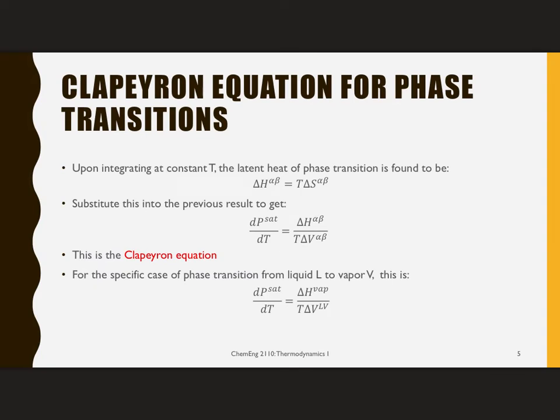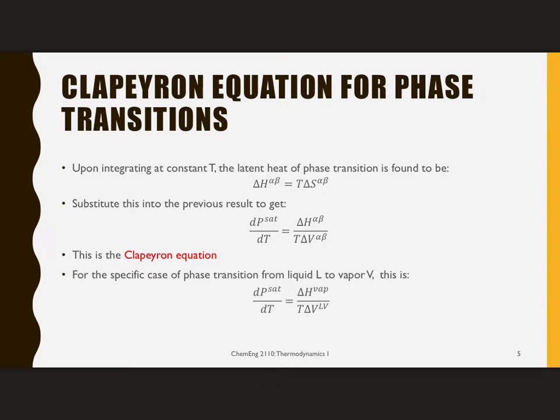Now, entropy is always a little distressing when I see that show up in an equation, right? But if we integrate this at constant temperature, the latent enthalpy of phase transition is going to be delta H equals T times delta S.